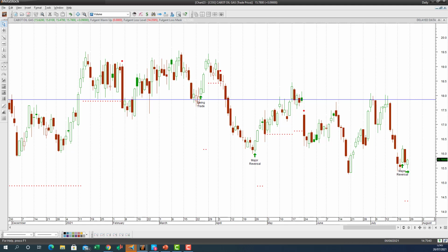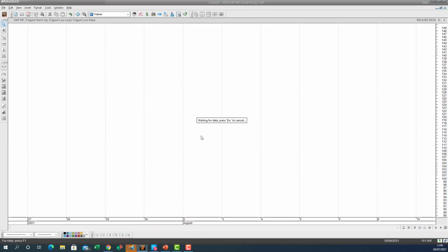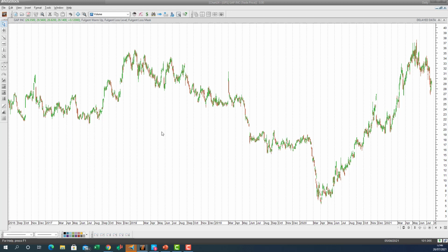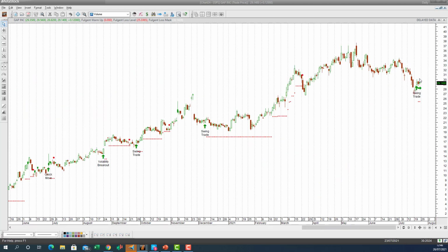The next long is Gap Incorporated. We'll see how this one pans out. Loads. Swing trade to the upside. You can see the stop loss there. There's quite a lot of volatility breakouts and swing trades, so they work quite well for this stock.